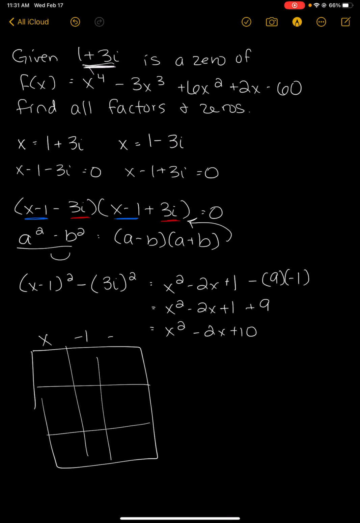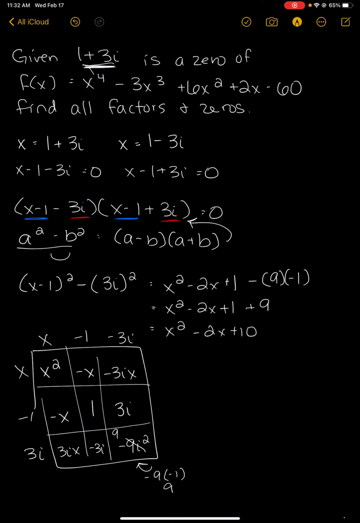x minus 1 minus 3i, x minus 1 plus 3i. And you can choose either one. So where your columns and rows overlap is where you'll multiply. And after doing this, you should find that all of your complex stuff goes away. So negative 9i squared is the same thing as negative 9 times negative 1, which is a positive 9.